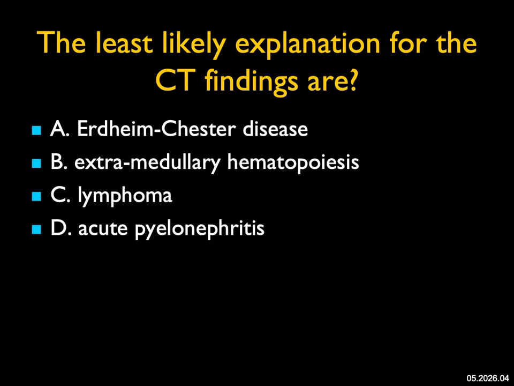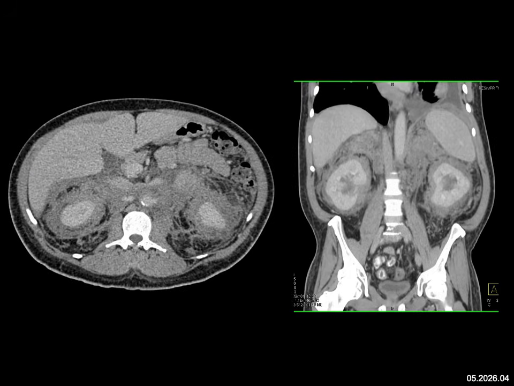The least likely explanations for the CT findings are, so remember, least likely. What do I see? I see infiltration of the peri and pararenal spaces bilaterally. I see encasement of the paraortic regions. I see extension going up along the aorta into the chest. Erdheim-Chester can do this. It involves the aorta and peri and pararenal spaces. Extramedullary hematopoiesis most likely involves the perirenal space, but it can involve the paraortic region. That would be a bit less common.